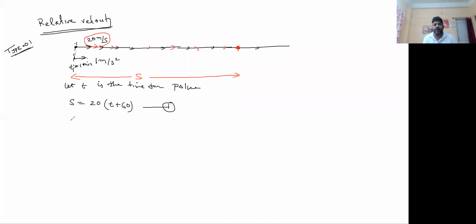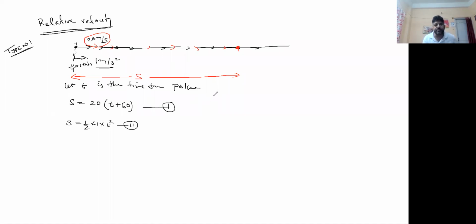Yes, sir. Now for the police, as the police came and then talked with the person, the initial velocity is rest and then they start motion with 1 meter per second square. So the same distance traveled by the police is half into 1 into t square. We can write this as equation number 2, yes or no? Yes, sir.